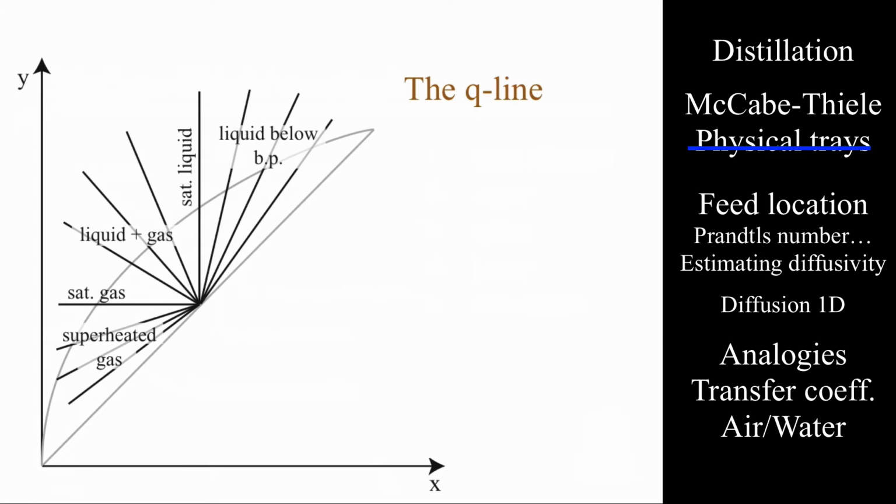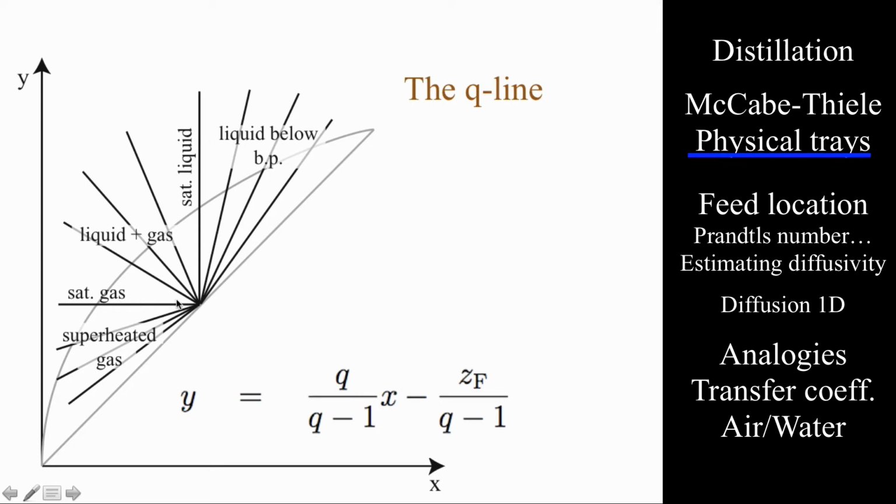Okay, the Q line, we had this equation, and a vertical line is saturated liquid, so liquid at its boiling point, and saturated gas, so a gas at its condensing point, is a horizontal line.